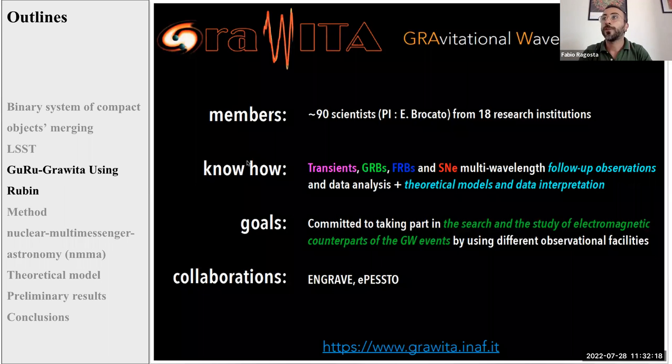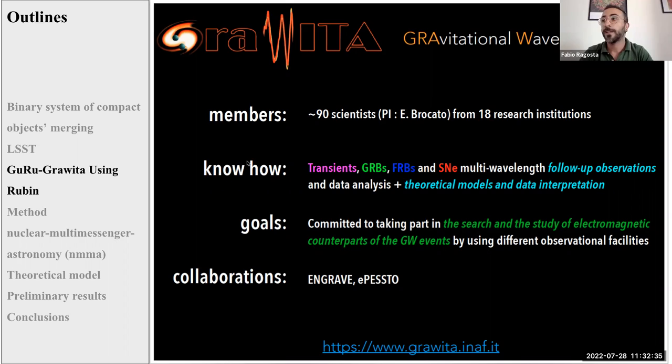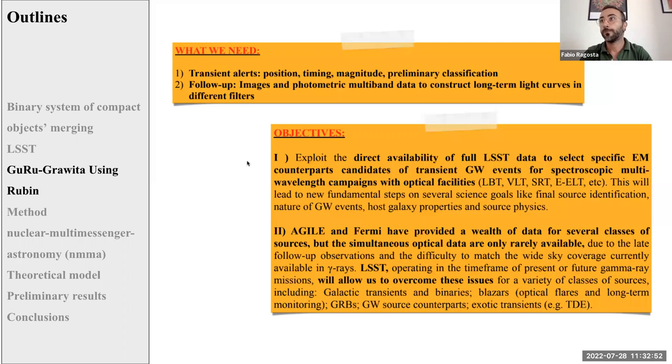In this framework, the Italian community has done some work with the Gravita consortium, which is a collaboration of 18 research institutions, also collaborating with the Virgo and LIGO groups, and which have the possibility to use some observational facilities to follow up interesting transients. This Gravita using Rubin project is one that the Italian community began to run so that, once LSST starts, we can use all the facilities the Italian community has to follow up interesting candidates that come from alerts from the LSST data.